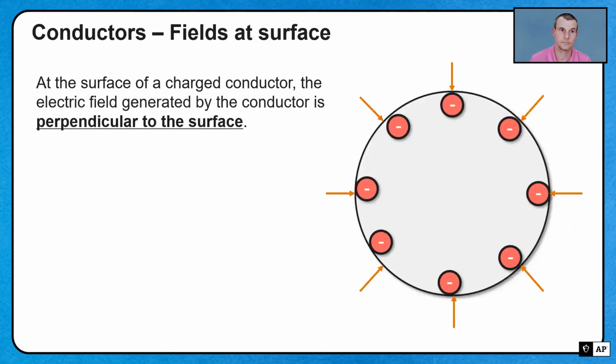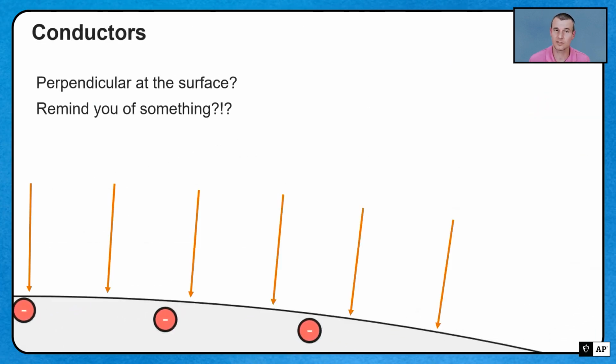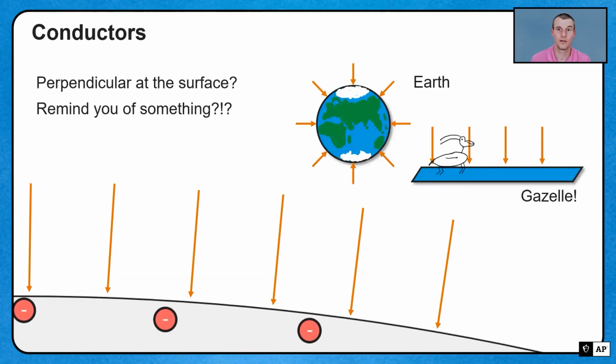Pretty cool. So if we look at the electric fields at the surface of a conductor, they're always going to be applied perpendicularly to that surface. Always. Why? Well, we'll explore that in just a second, because this looks kind of familiar. Where have we seen something like this before? Oh my gosh, it's the Earth and that gazelle again, right?